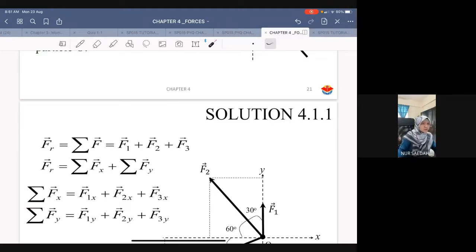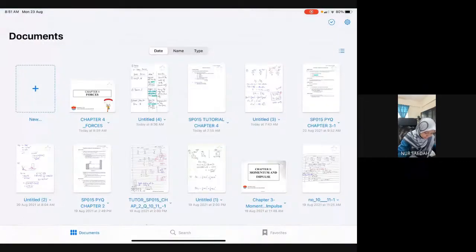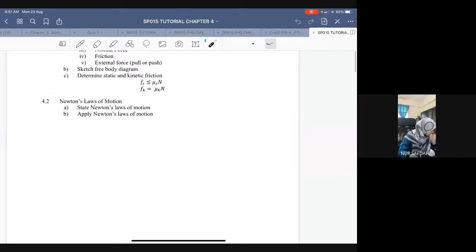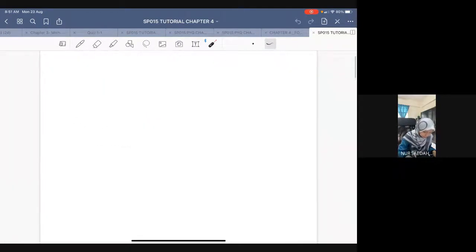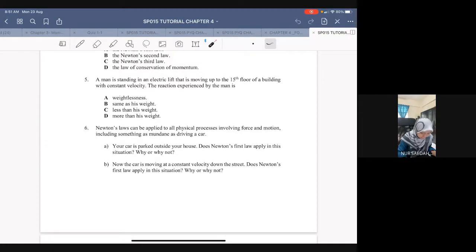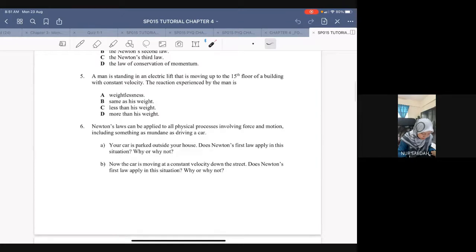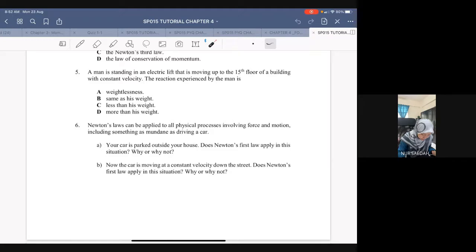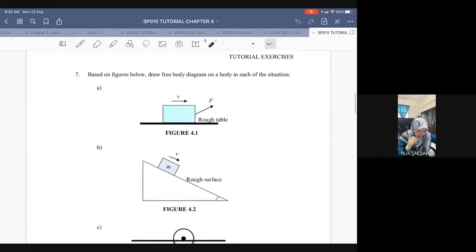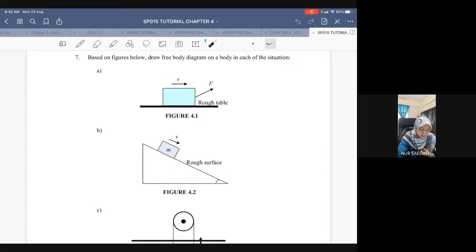Cuba kita tengok sedikit sebelum kita rehat. Cuba kita tengok sedikit soalan tutorial. Boleh buka ya, soalan tutorial chapter 4. Kalau ada buku tutorial, muka surat 63. Kita buat soalan nombor 6. Newton's first law. So tak belajar lagi Newton's first law ni. Okay, nombor 6 boleh skip dahulu. Kita terus dengan nombor 7. Nanti ingatkan madam nombor 6 ni kita tak buat lagi.